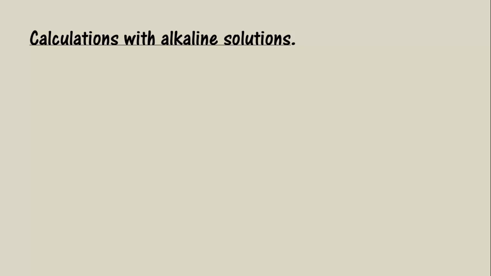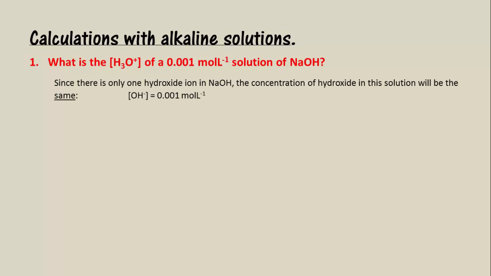Let's look at some calculation examples to show you how to use this value in order to calculate the pH of an alkaline solution. First one, how do we calculate the hydronium concentration of a 0.001 mole per litre solution of sodium hydroxide? Well, firstly, we need to be aware that there's only one hydroxide ion in sodium hydroxide, so the concentration of the hydroxide ions will be the same as the sodium hydroxide, in other words, 0.001 moles per litre. Now we can apply our rearranged dissociation equilibrium of water, 1 times 10 to the minus 14 divided by the hydroxide, gives us the concentration of the hydronium ions. Of course, it's a concentration, make sure you include a unit.